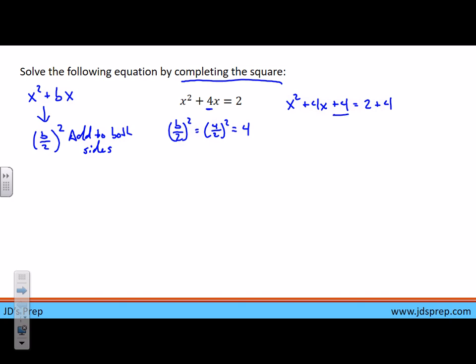All right, this is the new amount that we're adding to both sides. But now on the left side, this whole thing, x squared plus 4x plus 4, is the perfect square, x plus 2 squared. So we can rewrite that as x plus 2 squared. And on the right side, 2 plus 4 gives us 6.